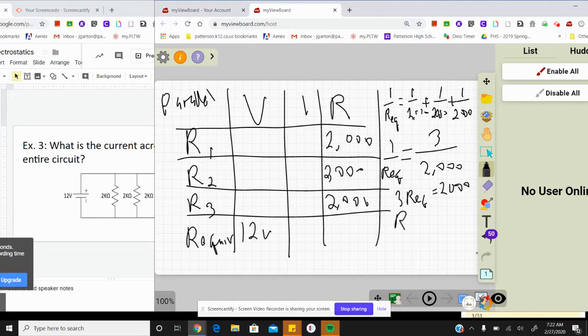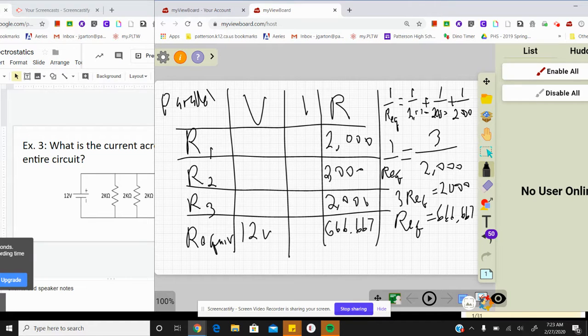Okay, isolating that R equivalent, I now have 2,000 over 3, which if I did that correctly, should give me about 666 point, and I'll round 667. And you can round at any point. Just keep it consistent in the table. So I found my total, and notice it's smaller than each individual resistor. Okay, because in parallel, the more resistors you have, the less amount of total resistance you get.